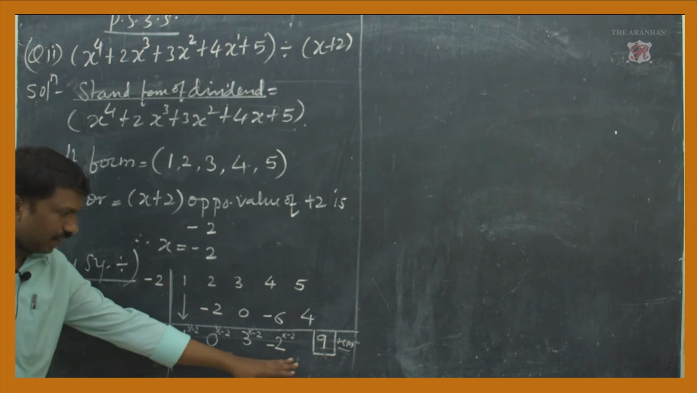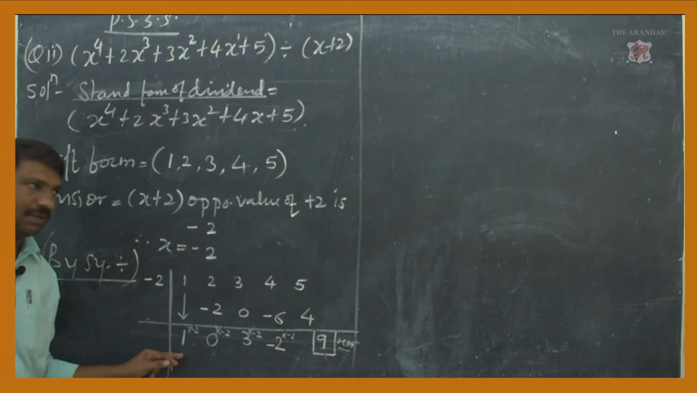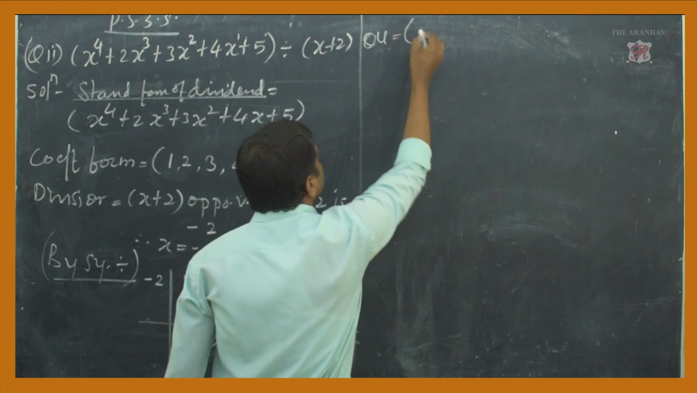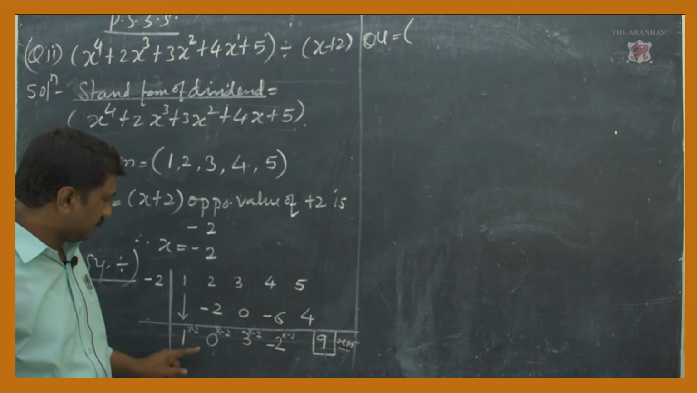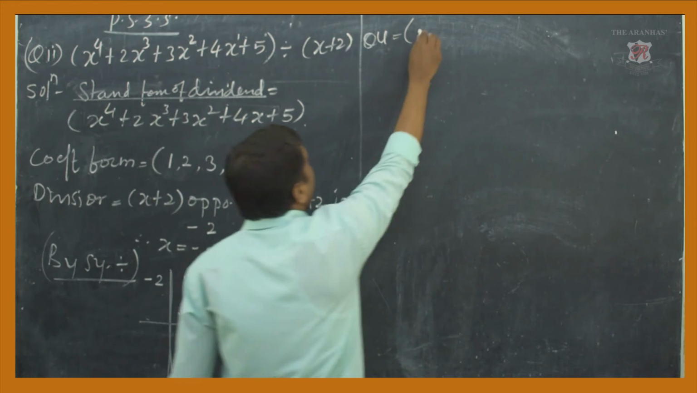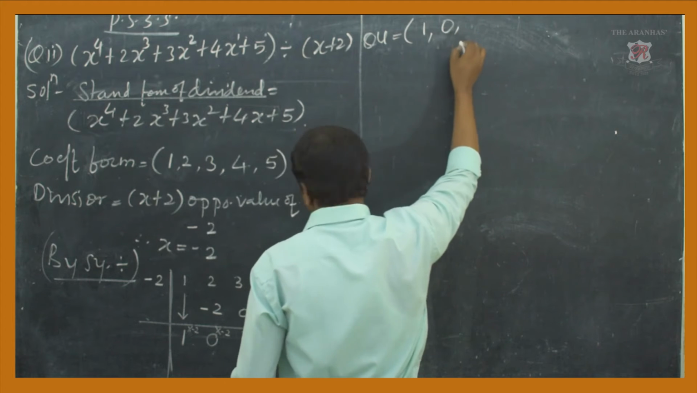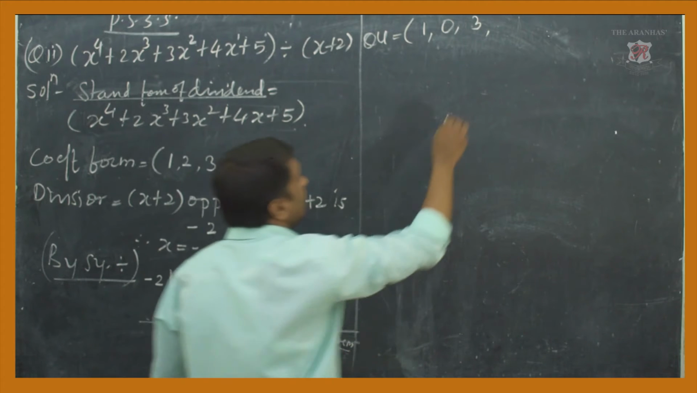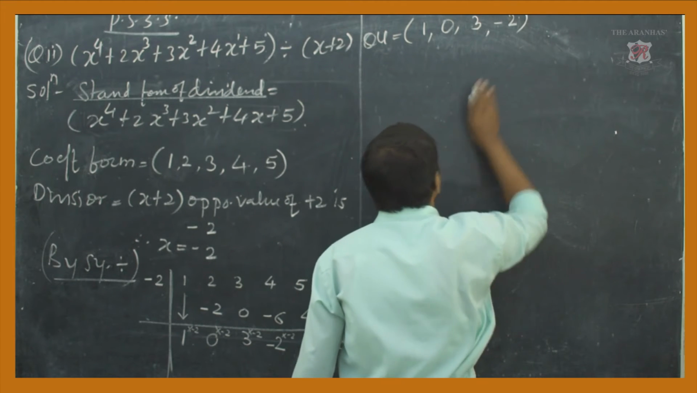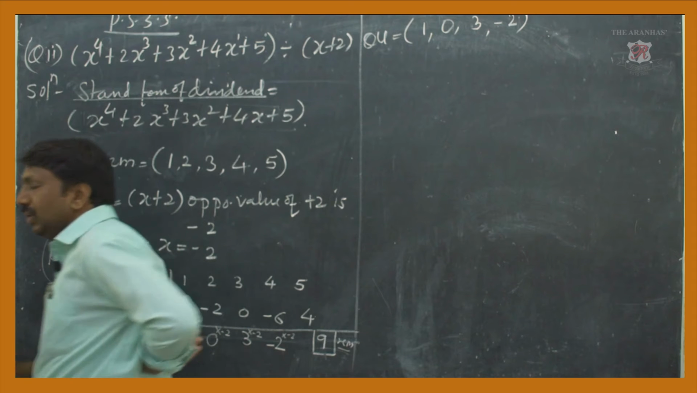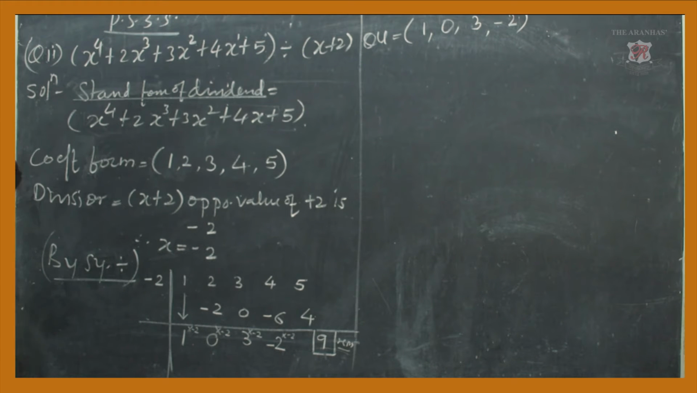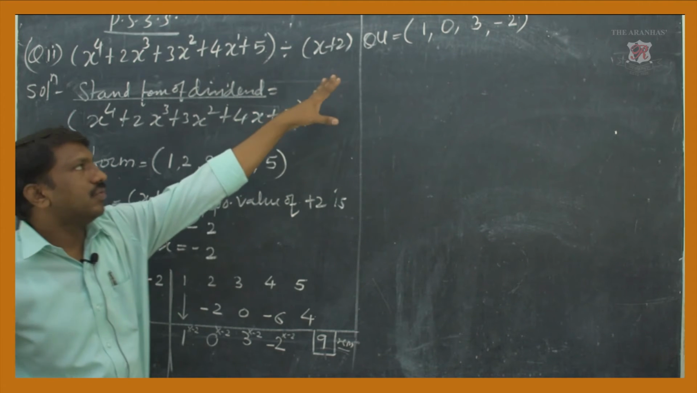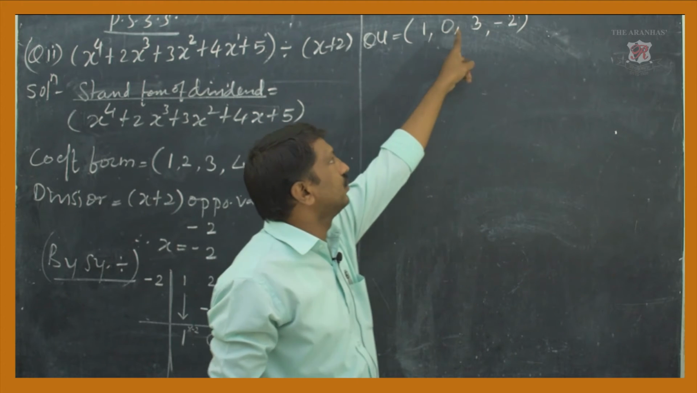And whatever numbers we get here belong to the quotient. So here we will write quotient is equal to. In the quotient you have all the coefficients. The first is 1, so we will write 1, after that 0, after that 3, after that minus 2. Let us see now. In the first example, there were only 2 numbers, so it was easy and we converted. Just now the coefficient form is 1 0 3 minus 2.